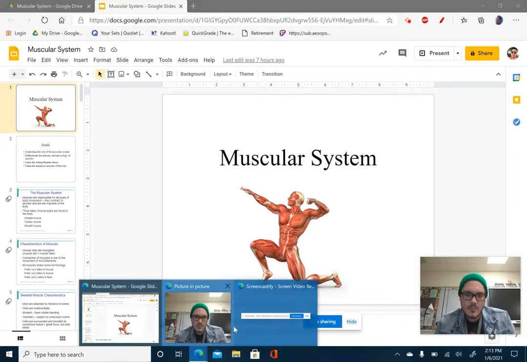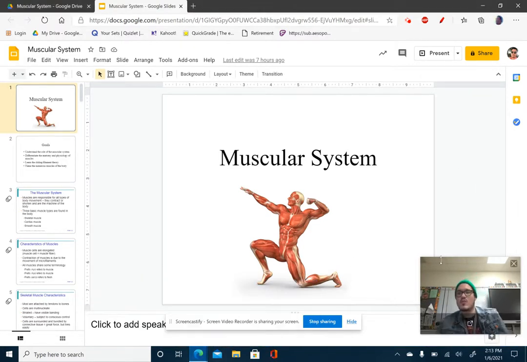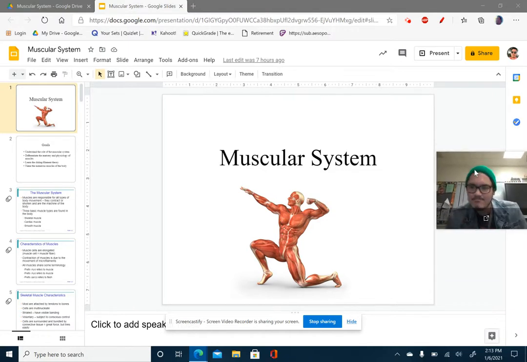But welcome. We're starting our new unit, muscular system. As far as muscular system is concerned, it's very similar to skeletal system. So a lot of it will be similar, although there's definitely some unique traits about muscles that need to be talked about and discussed. So we'll get into that as well.